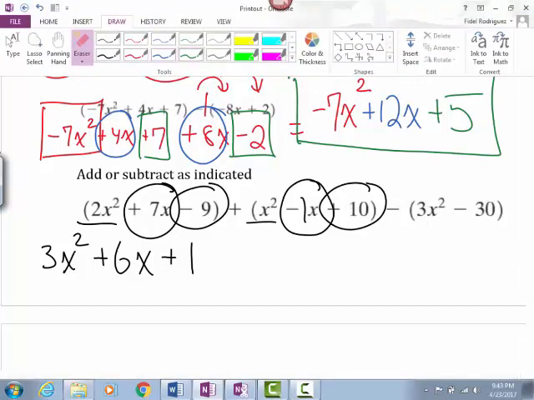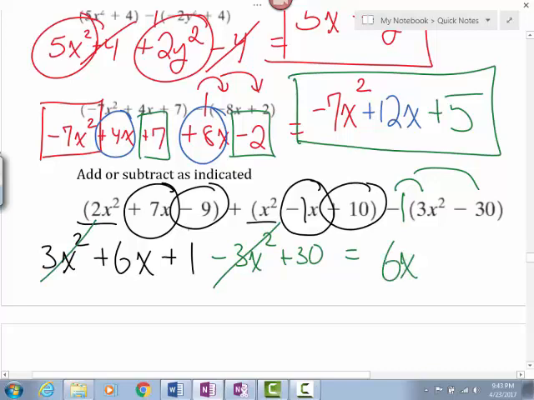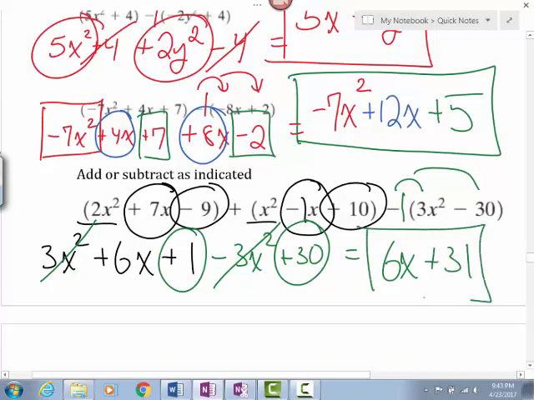So now I'm going to go ahead and do the next part. Again, I'm going to think of this here as a negative 1. We'll distribute that to both terms. And so now what we have is a negative 3x squared and a positive 30. And so now when we start to combine our like terms, well, this 3x squared and that 3x squared are going to cancel out. That's going to leave us with a 6x. And a plus 1 and a plus 30 is our plus 31. So again, when I have more than two polynomials that I'm trying to add or subtract, I always take care of the first two, then we'll do the third one.